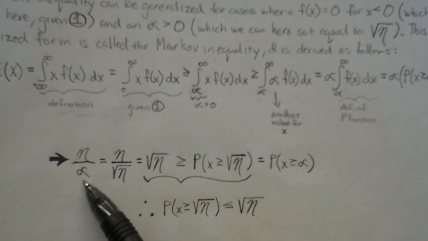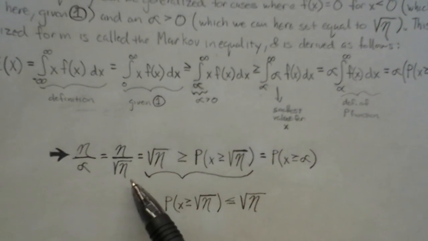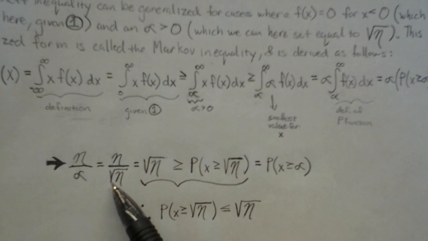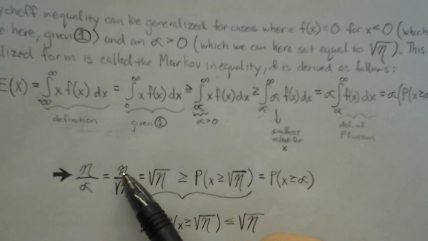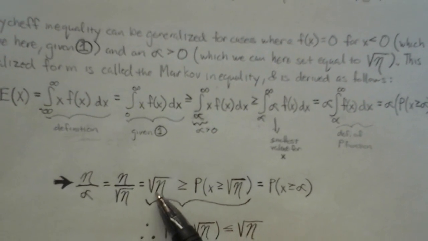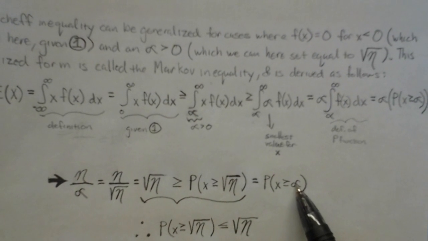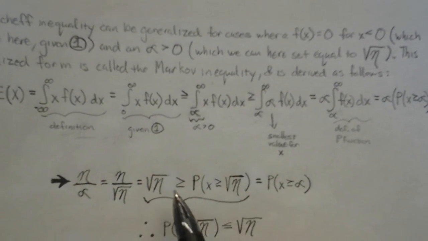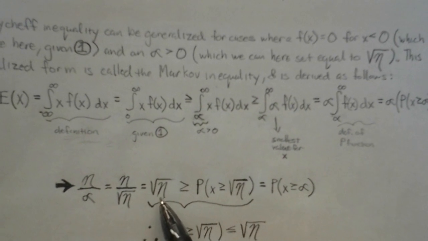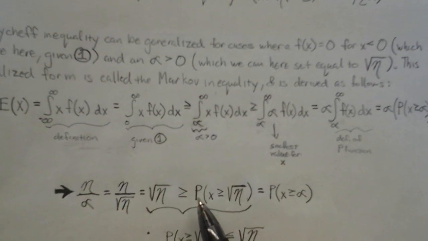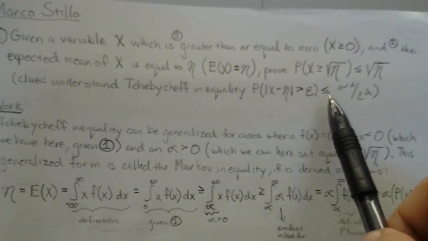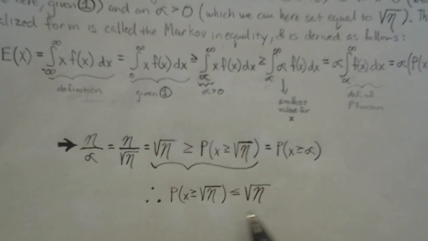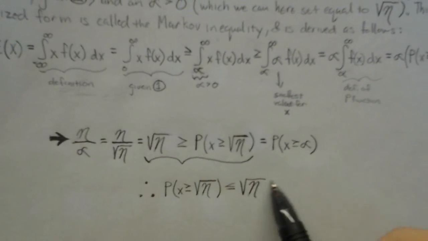Now, if we substitute in for alpha, which can be anything, but we treat it as the square root of eta, this portion of the equation breaks down: eta divided by the square root of eta is just the square root of eta. If we substitute in for alpha again, the square root of eta, we get the inequality that the square root of eta is greater than or equal to the probability of x being greater than or equal to the square root of eta, which is the term we were trying to prove up here. Hence, we have a proof of the truth of this term.